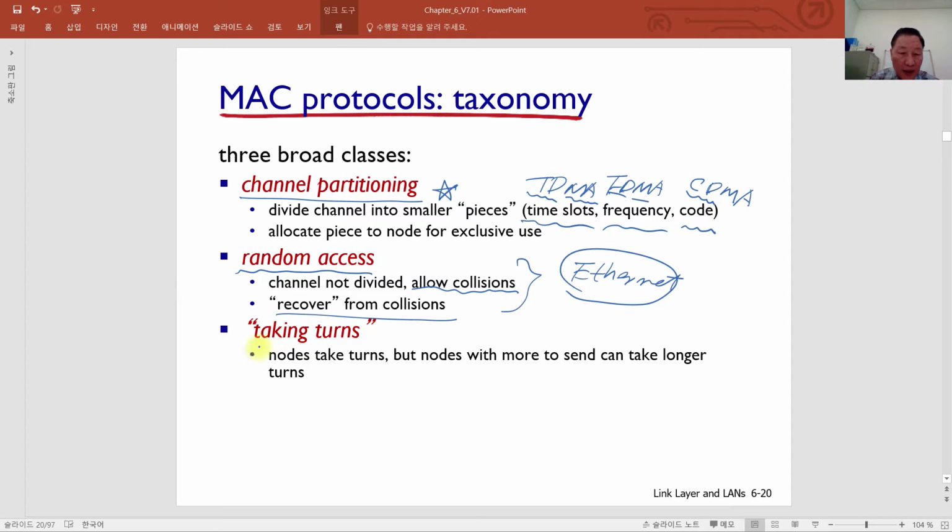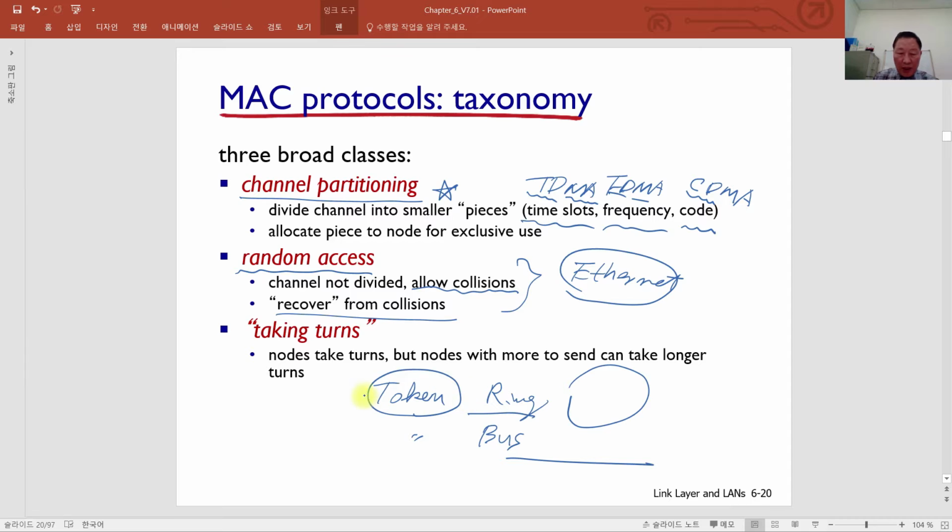Another class, taking turns. Nodes take turns. We are using a special token, and a node which has this token can send. If that node doesn't have this token, it cannot send. Thus this one is token ring, if the topology is a ring. If the topology is bus type, then that is token bus. We'll also look briefly at this.